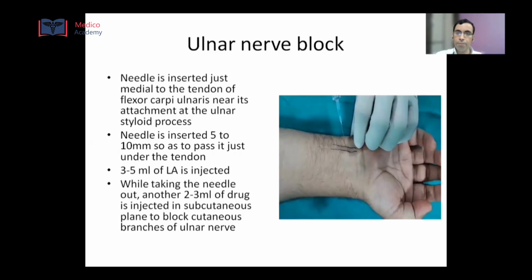For giving a landmark guided ulnar nerve block, the needle is inserted just medial to the tendon of flexor carpi ulnaris near its attachment at the ulnar styloid process. The needle is inserted 5 to 10 millimeters so as to pass just under the tendon. 3 to 5 ml of local anesthetic is injected at this point. While taking the needle out, another 2 to 3 ml of drug is injected in the subcutaneous plane to block the cutaneous branches of the ulnar nerve.